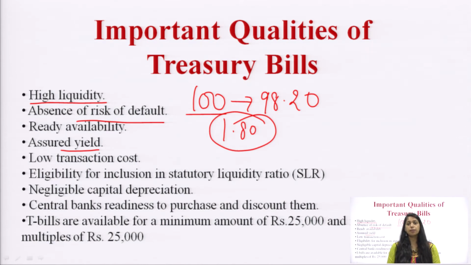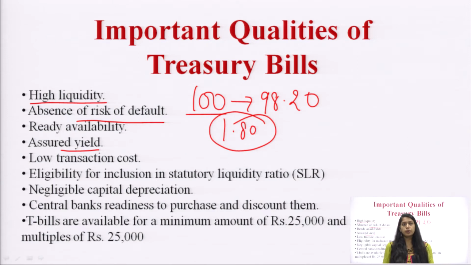1.80 is the fixed amount that you would be getting. So, there are no changes in that amount. Low transaction cost means the transaction cost, the way you deal in, the way you prepare your demat account and everything, for that the transaction cost is very less.